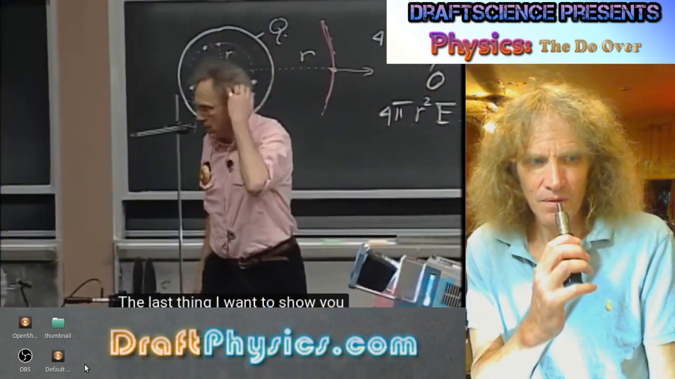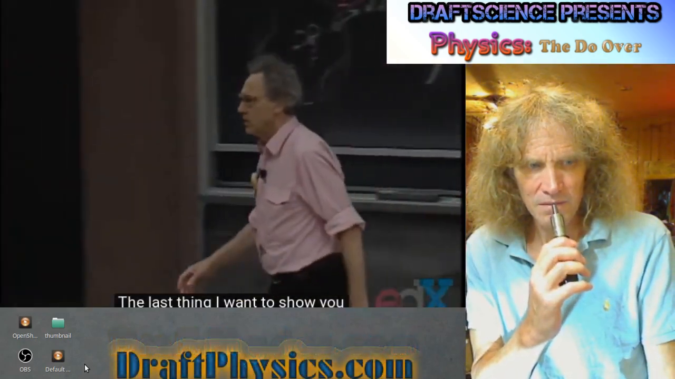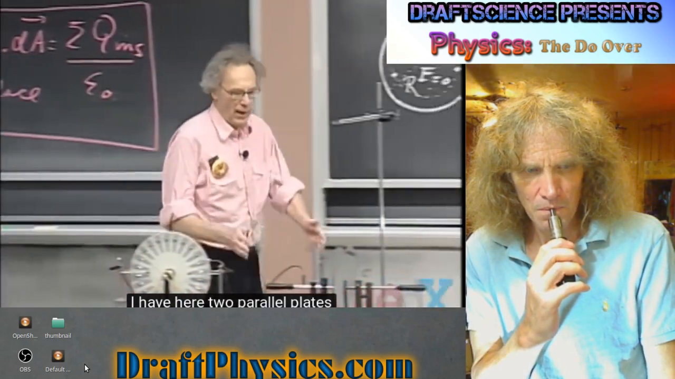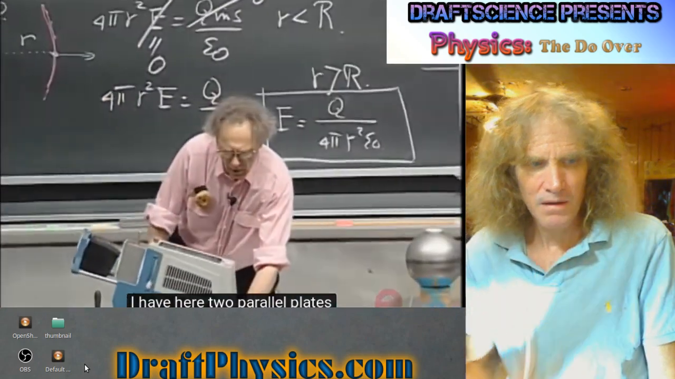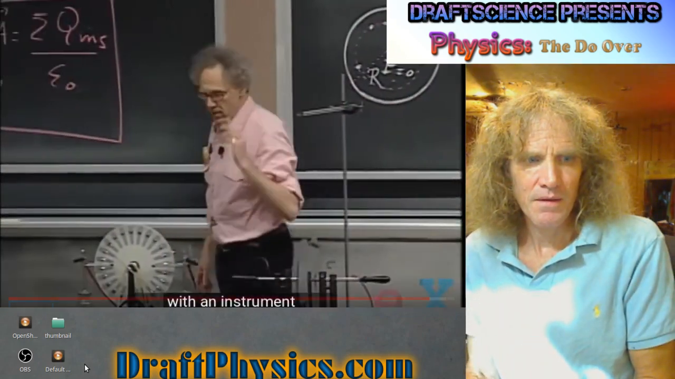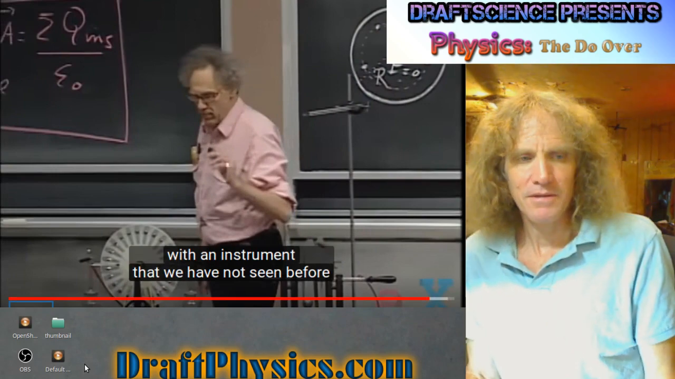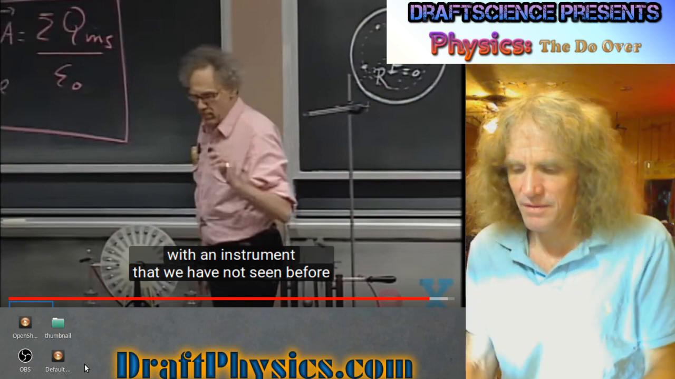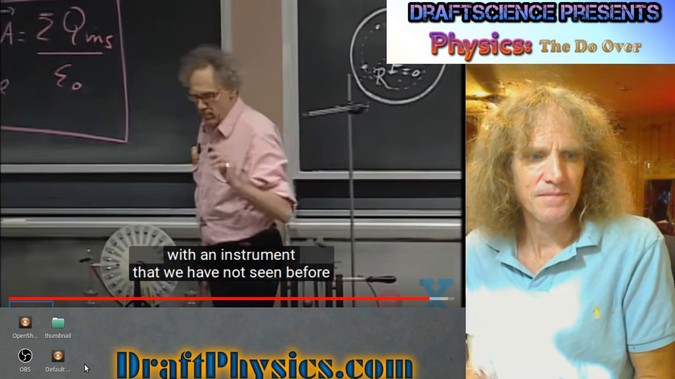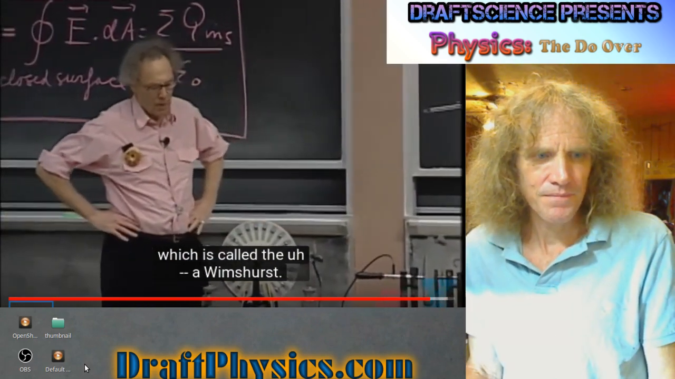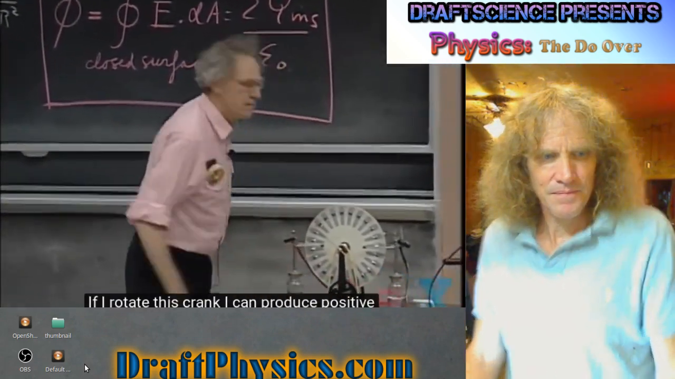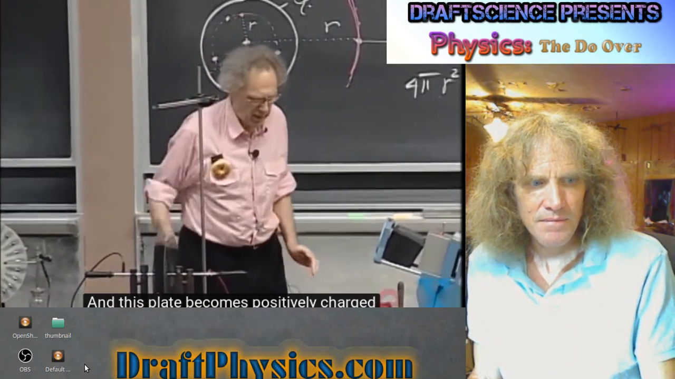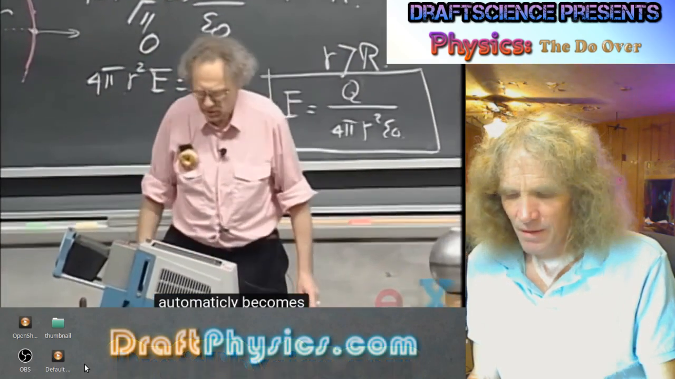The last thing I want to show you has to do with the fringe field that we have seen here. I have here two parallel plates which I'm going to charge with an instrument that we have not seen. I like parallel plate experiments. These are always interesting. You pull them apart, the voltage increases, all kinds of different things. It's good physics. It's called the Wimshurst. If I rotate this crank, I can produce positive and negative charge. This plate becomes positively charged and the other plate automatically becomes negatively charged.